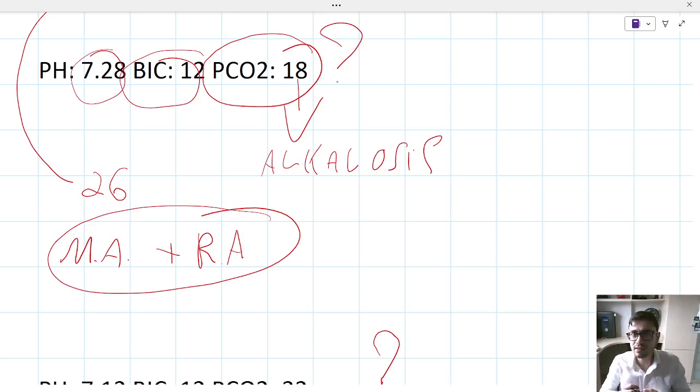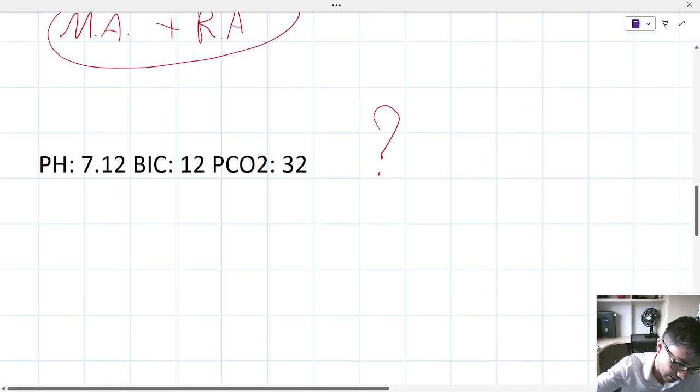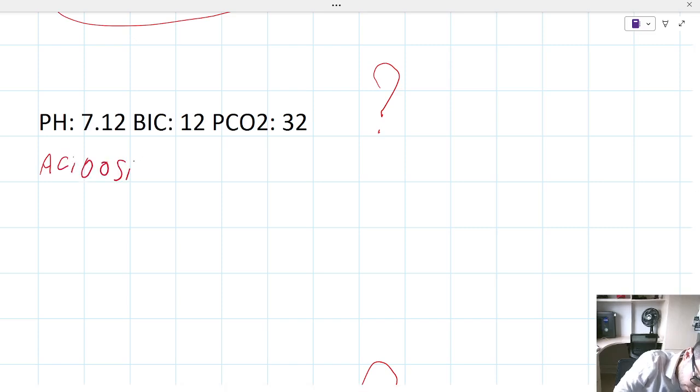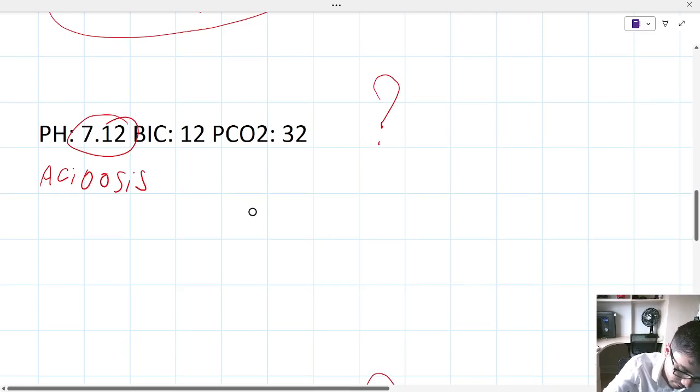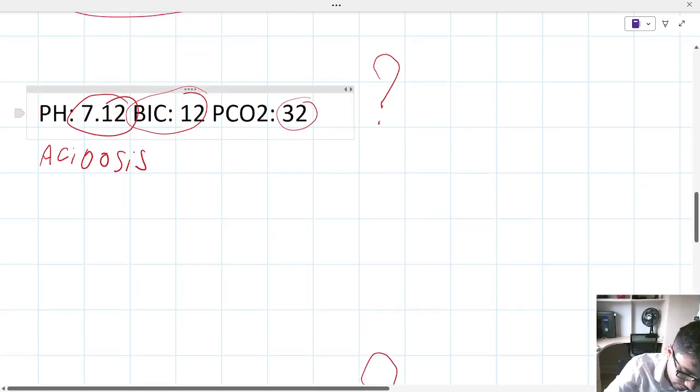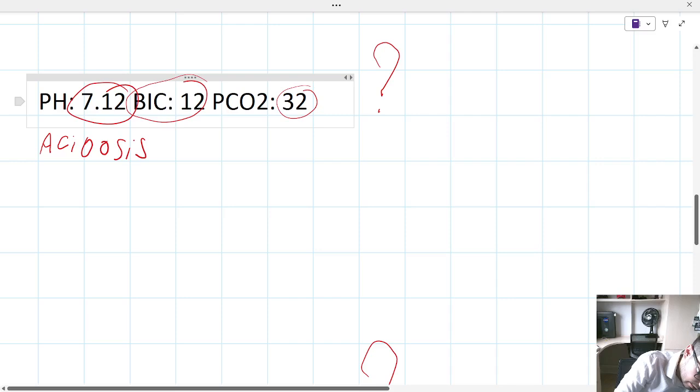Okay, let's keep practicing so you end up understanding. Okay, so here we have acidosis again. We have a pH of 7.12. Okay, and so what's the one to blame in here? Again, it's a lower bicarb. Okay, the PCO2 is almost normal. Okay, it's 32. It's a bit lower. Okay, so it's a metabolic acidosis. Okay, I'll also call it MA.